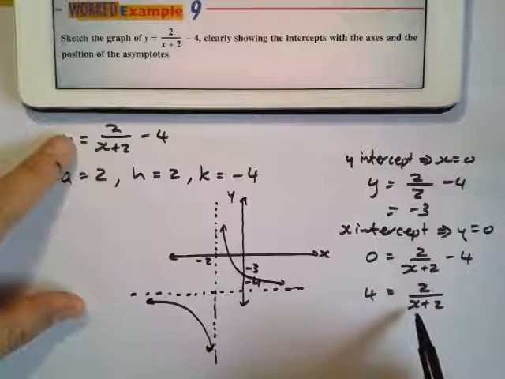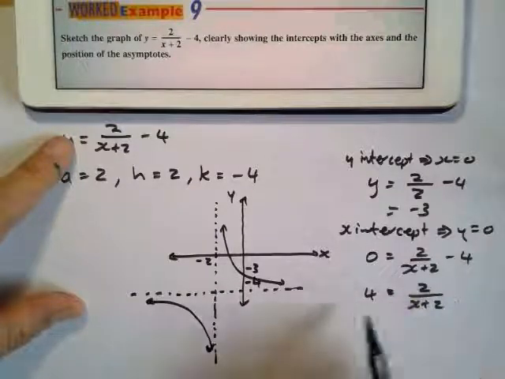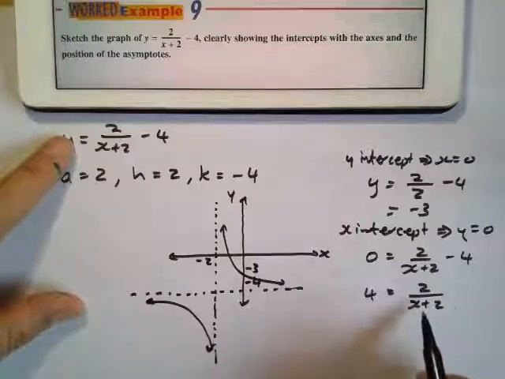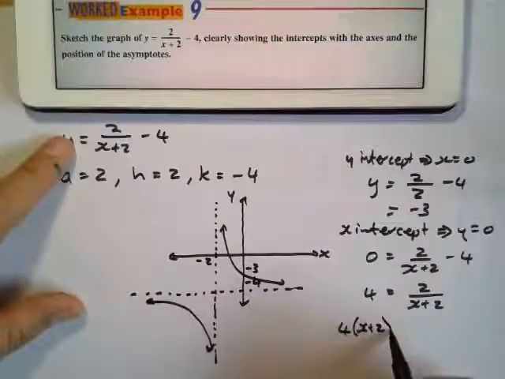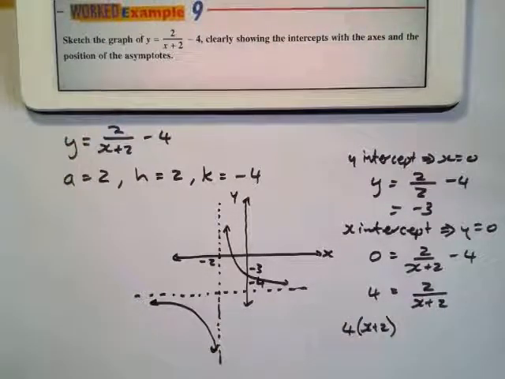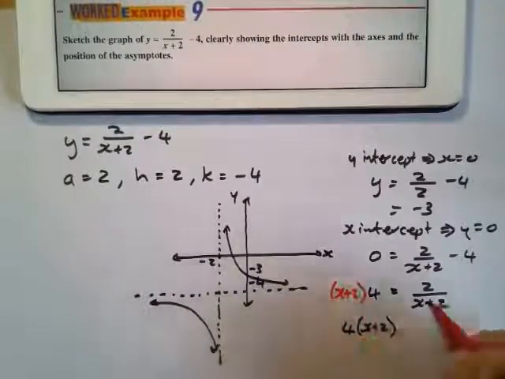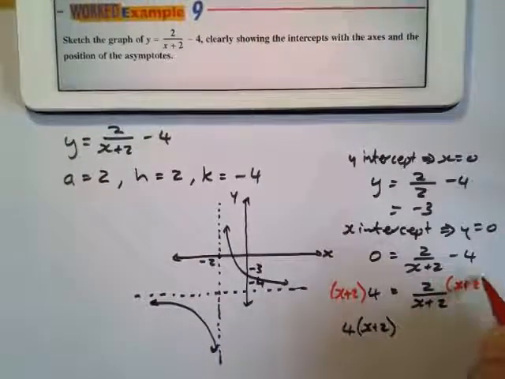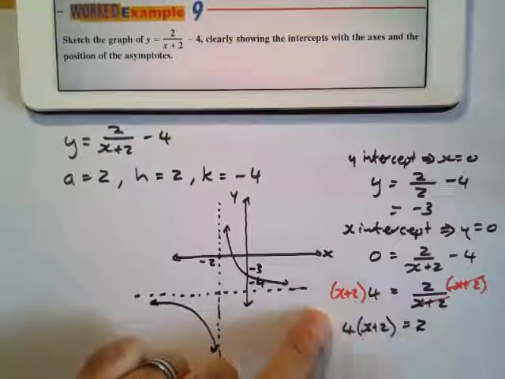What I'm going to do is, I've got x plus 2 at the bottom. So I'm going to multiply both sides by x plus 2. If I multiply both sides by x plus 2, it becomes 4 times x plus 2. I'm going to multiply this side by x plus 2, and the x plus 2 on the right cancels, so 4 times that equals 2.